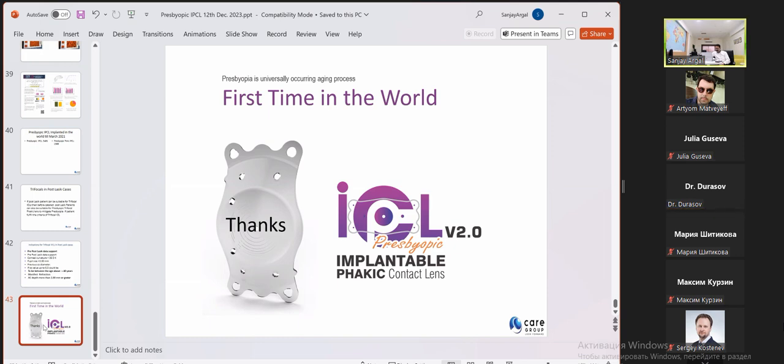And we are the first company in the world who came out with this presbyopic phakic lens in 2015.